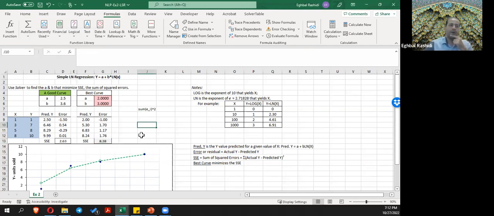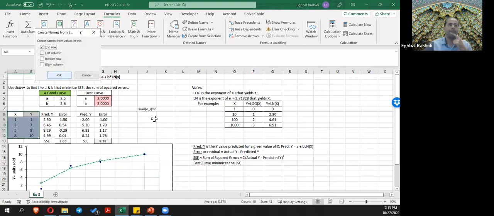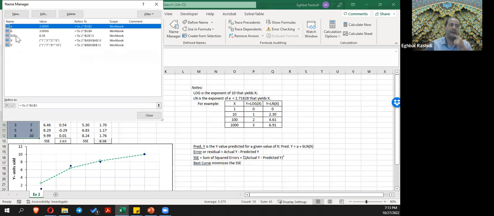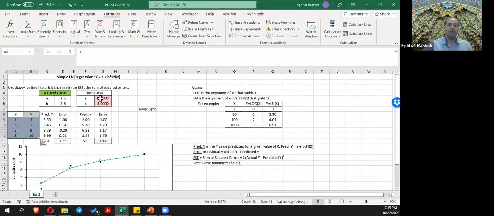All right. It looks like we have everything. I'm going to also name x and y here. What else do we need? And that's it. So we have A, B, SSE, x and y. I could have named this just decision variables.